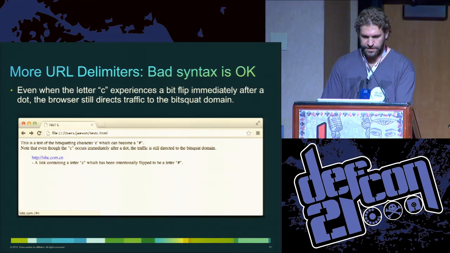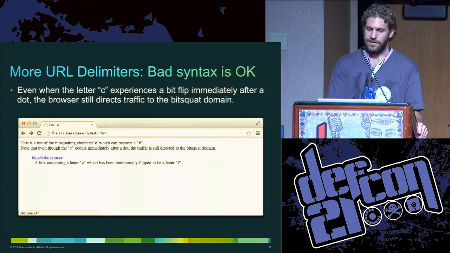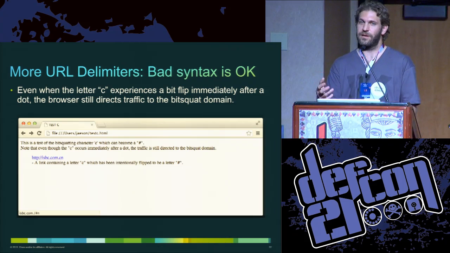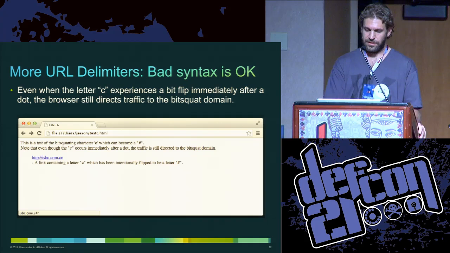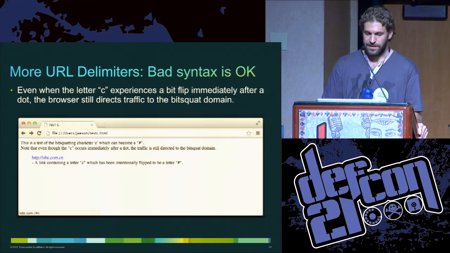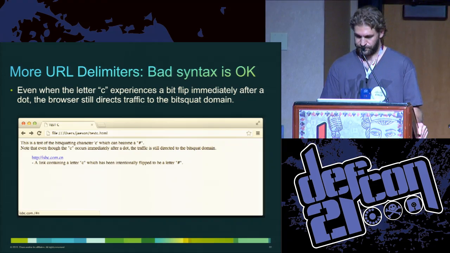Let's see, this here is another example. This is an interesting one in that the C, if it has a dot before it, will still work. And if you look at the location bar here, you'll see the real location that you would be going to if in fact the C in .cn was to flip into an anchor tag. So these techniques will still work even with errors in the browser.